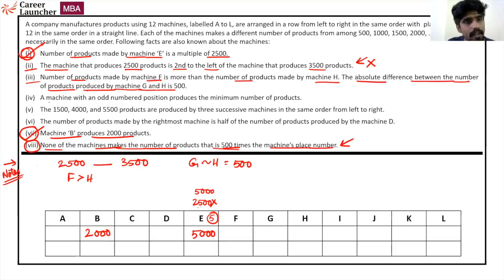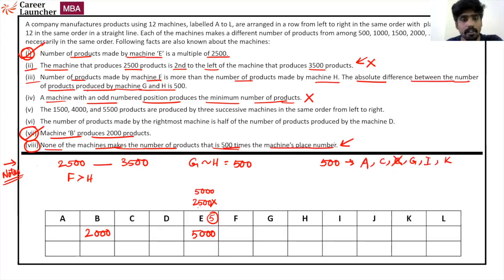Right? Okay. A machine with an odd numbered position produces minimum number of products. We haven't used this point yet, but I'll take this down into my notes that 500 is only possible in odd numbered positions. A, C, E, G, I, and K, out of which E is already out of question.